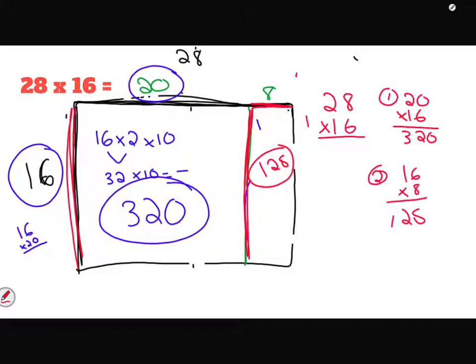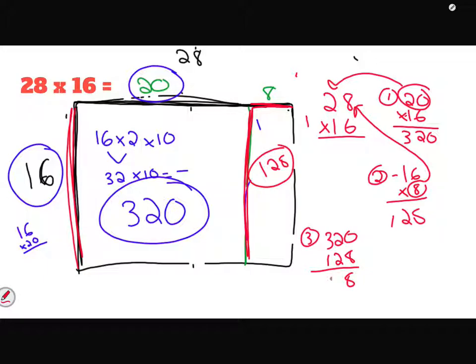Then I did 16 times 8 and got 128. And if you look, I've done my 16, I did 20 times, and then I did 8 times, and I have 2 answers. So I'm hoping that you're realizing that I have to put my 2 answers together. So my third step is I'm going to take my wholes, my 320 plus my 128, and add them up, and I get 448. Okay?